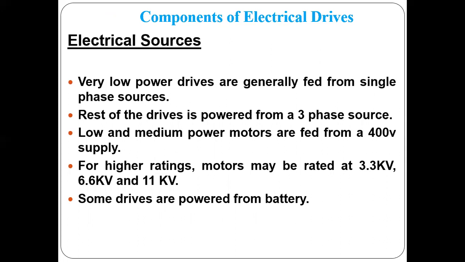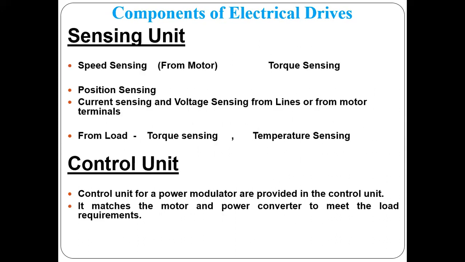Now we are talking about the electrical source. Very low power drives are generally fed from a single phase source. Generally there are two types, single phase and three phase, and batteries are also used in some cases. Next is the sensing unit. The sensing unit senses speed and torque, position, current, voltage, load torque, and temperature. This is the function of the sensing unit.